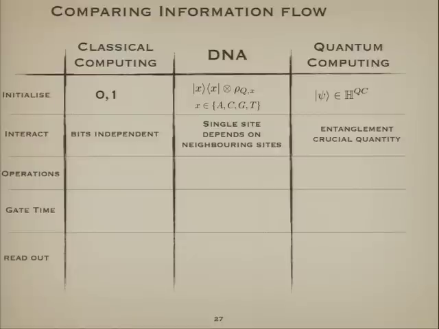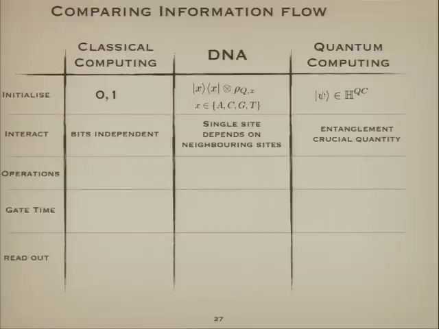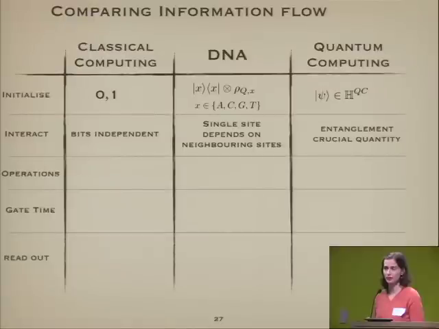Then you let those bits interact. And for a classical computer, that should be fairly independent. If I store a value of 0 here, this is independent of whether next to it is a 0 or a 1. For DNA, the quantum information of a single site strongly depends on the quantum information on the next site. And for full quantum computing, entanglement seems to be the crucial quantity. So then you fully exploit the non-local correlations.